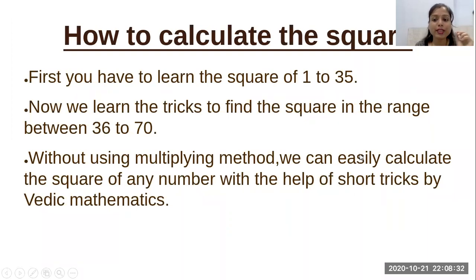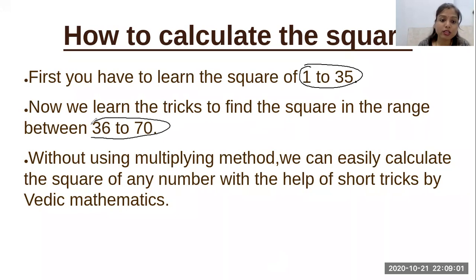We have to learn some basic things if you want to calculate the square of any number without taking a minute. First of all, you have to learn the squares of 1 to 35. It is a basic requirement, guys. If you learn these squares, you can calculate any square after 35 and go on. So in this video, we calculate squares in the range of 36 to 70, and in the next videos we discuss after 70, without multiplying, with the help of short tricks according to Vedic mathematics.